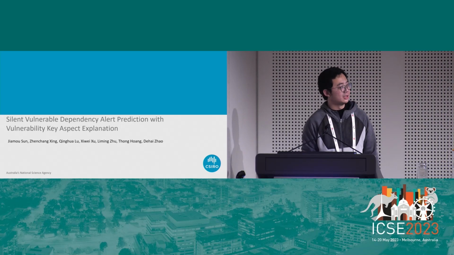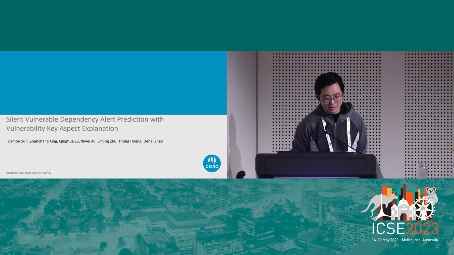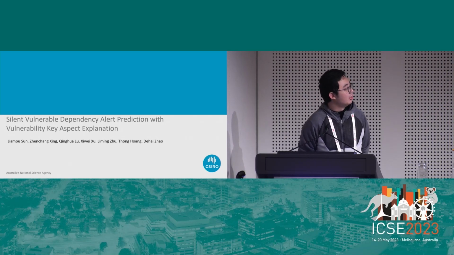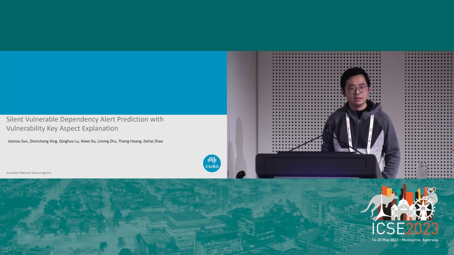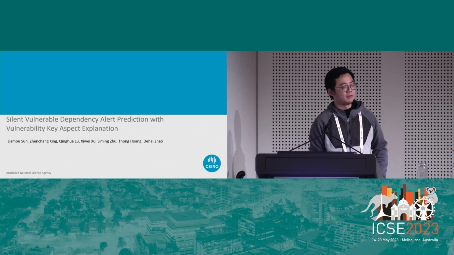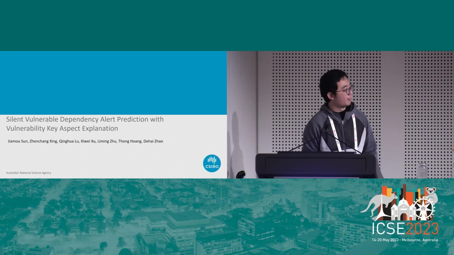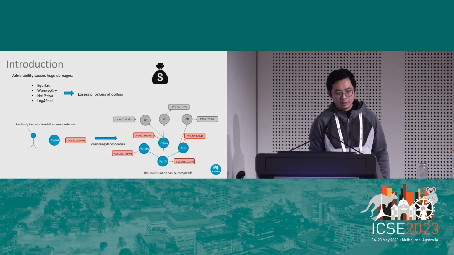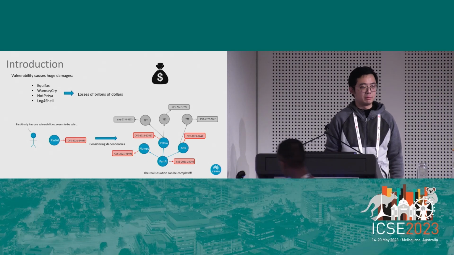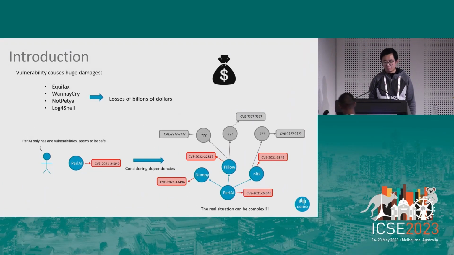Good afternoon, everyone. I'm Jiamou from Data61 CSIRO, and today my talk is on silent vulnerable dependency alert prediction with vulnerability key aspect explanation. Basically, we want to combine explainable information with traditional binary detectors for patching detection. Open source software is cheap and convenient, so it is widely used in different software. But at the same time, vulnerabilities are widely spread, and vulnerabilities like WannaCry and Log4Shell can cause losses of billions of dollars. So it's important for OSS downstream users to get notice about patching in time.